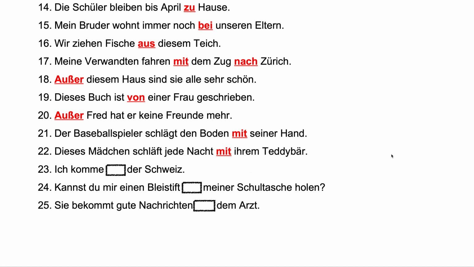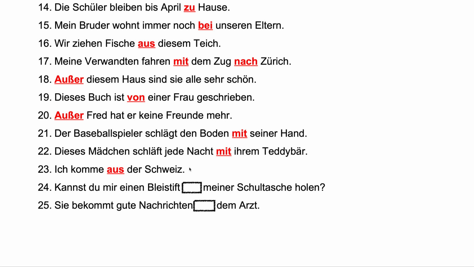We get up to number 23, Nummer 23. Ich komme blank der Schweiz. I come from Switzerland, aus der Schweiz. Aus meaning out of, as in you used to be in Switzerland and now you are no longer, and therefore you use aus.